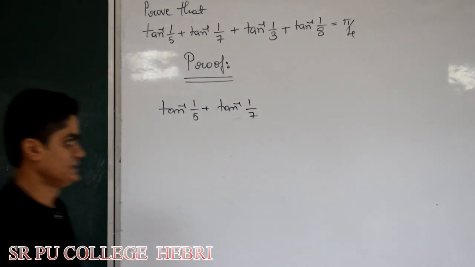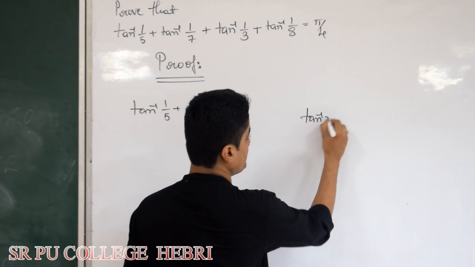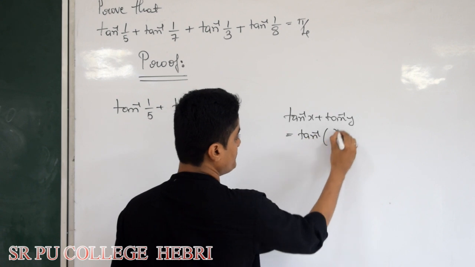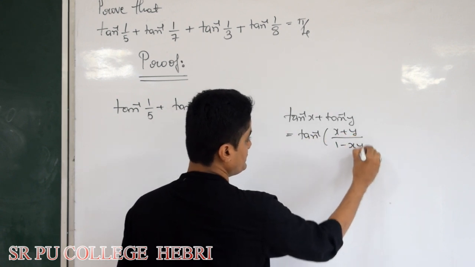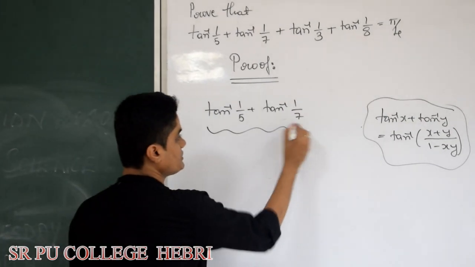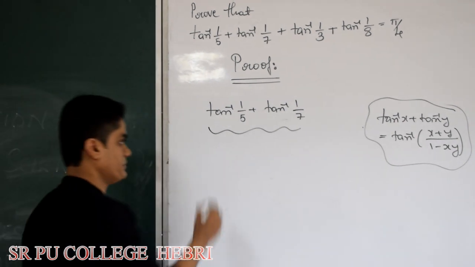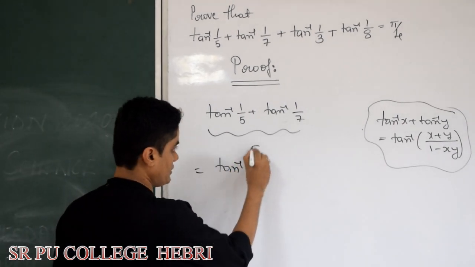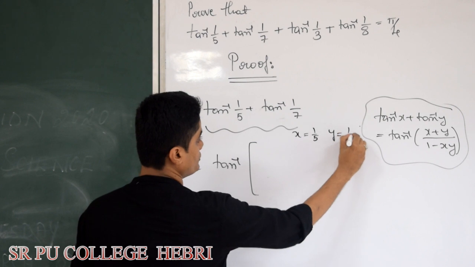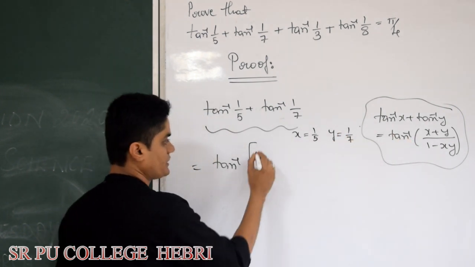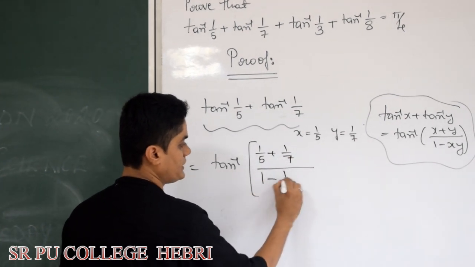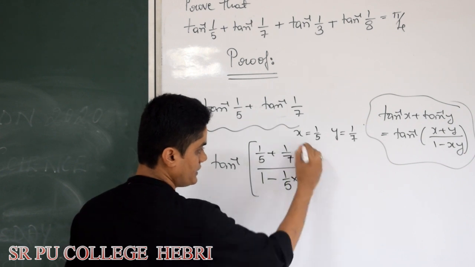How to add this? The formula is tan inverse of x plus tan inverse of y is equal to tan inverse of (x plus y) by (1 minus x into y). So using this formula we can add the 2 terms, tan inverse of 1 by 5 plus tan inverse of 1 by 7. What is x here? x is equal to 1 by 5, y is equal to 1 by 7. Substitute here: (1 by 5 plus 1 by 7) divided by (1 minus 1 by 5 into 1 by 7).